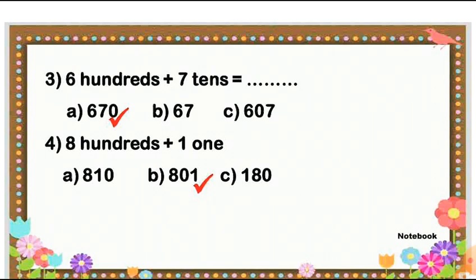Now, the fourth question, 8 hundreds plus 1 one. Here the hundreds place is given, but the tens place is not given. So in the tens place you have to put a 0, and the ones place is given, 1. So you write 8 in the hundreds place, 0 in the tens place and 1 in the ones place. So option B, 801, is the right answer.